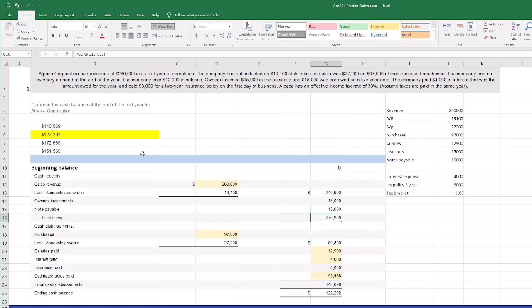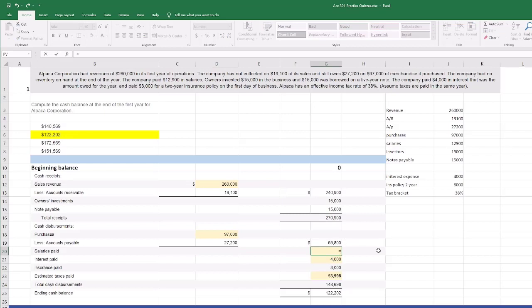So this is total receipts, right? We have cash from sales plus investment plus a bank loan. So we have $270,900 cash rolling in the door, okay? So now we have cash disbursements. We have purchases of $97,000, but what do we owe? Accounts payable, $27,200. So we've paid $69,800 of our purchases, but we still owe $27,200, okay? So $69,800 went out the door.